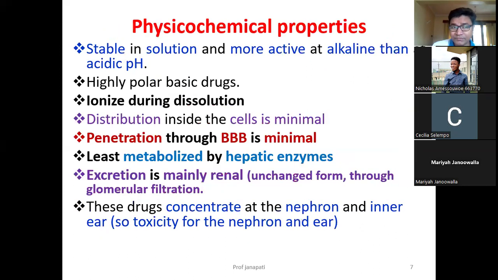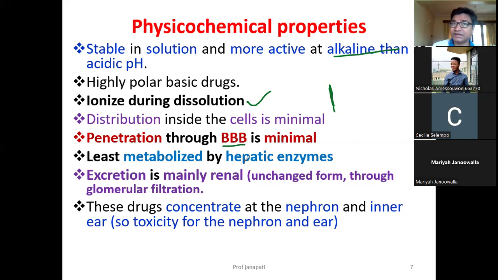Now one more important point: they are stable in solution and more active in alkaline than acidic pH. They are highly polar basic drugs, because we know the amino groups get ionized during the dissolution process. Distribution inside the cell is minimum because they are highly water soluble. So they cannot cross the cell membrane, so wherever we need to administer, there. Now see, penetration through the blood-brain barrier is also minimal, and they are least metabolized by hepatic enzymes.